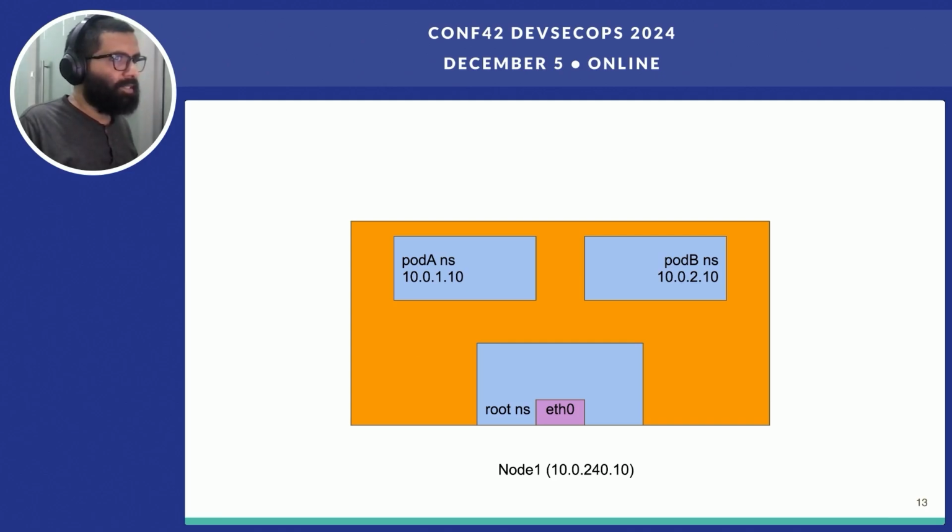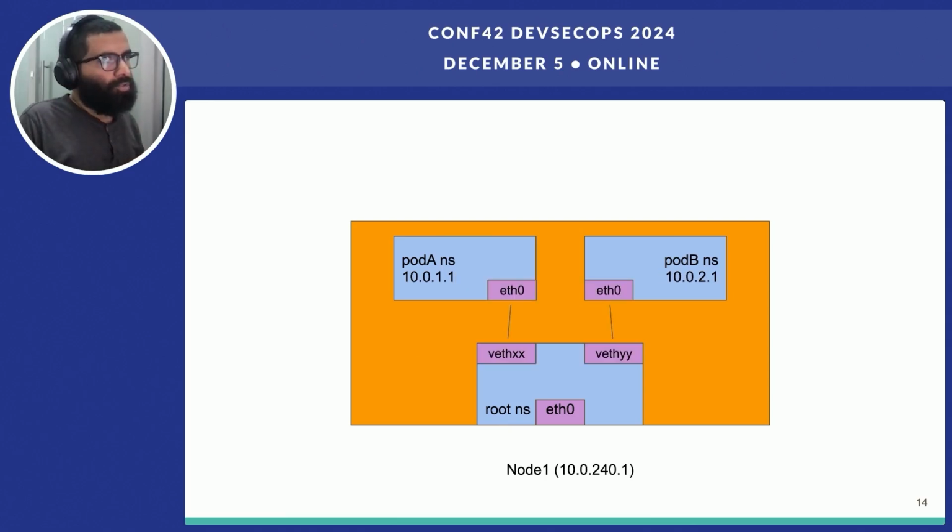Now, all of these namespaces are isolated from each other, but they can communicate through the root network namespace of the node, right? So the root namespace acts as a bridge, enabling traffic to flow between the pods. To connect the pods to the root namespace, Kubernetes uses virtual Ethernet pairs or veth pairs.